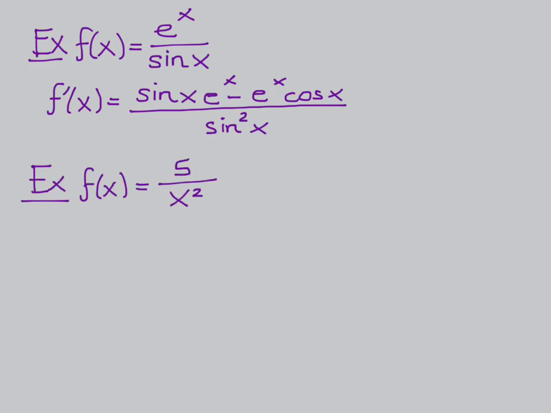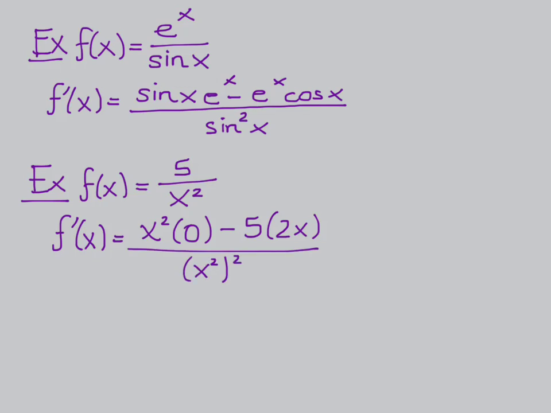Let's look at f of x equals 5 over x squared. Once again, using the quotient rule, we get low d high, the derivative of 5 is 0, minus high d low, the derivative of x squared is 2x, square the bottom, and away we go. Notice that this is the same as negative 10x over x to the 4, or in other words, negative 10x over x cubed.